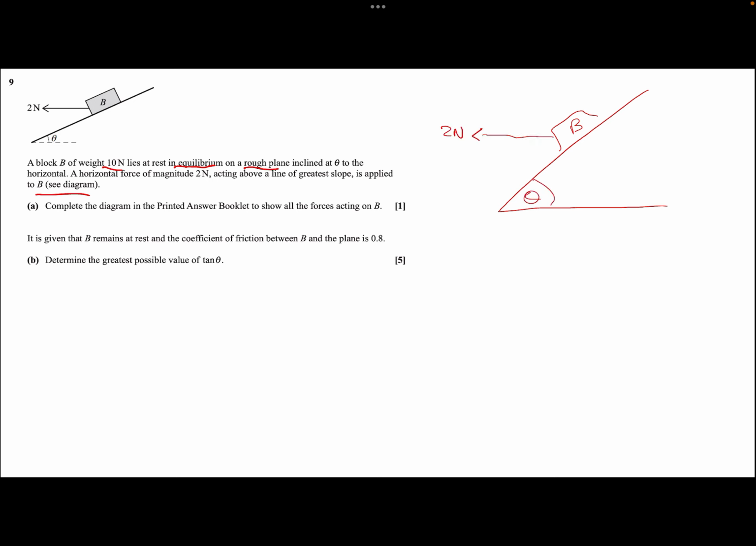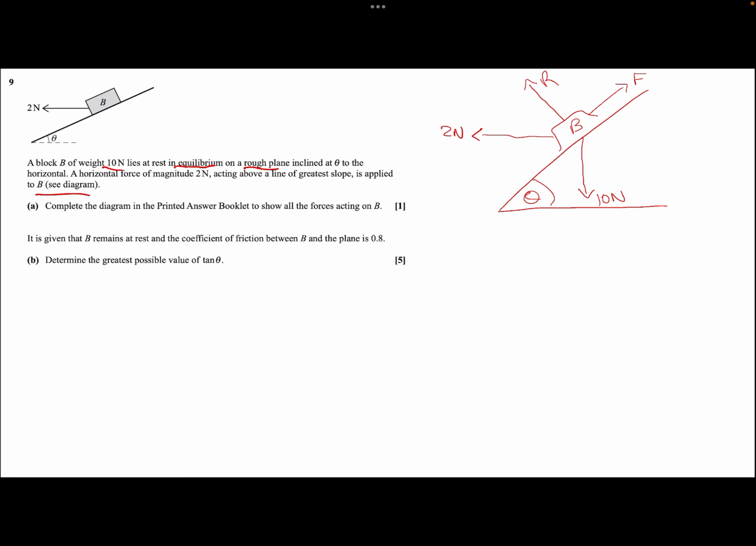So what else do we have acting? Well, we have the weight of the block itself, and we're told the weight is 10 newtons. We have the normal reaction force, which is always perpendicular to the surface. And then finally, we've got the friction, haven't we? So the friction, if we just think about which way this would fall, the block would probably fall down the plane, so friction is going to be acting upwards, and that is a nice, easy mark for us there.